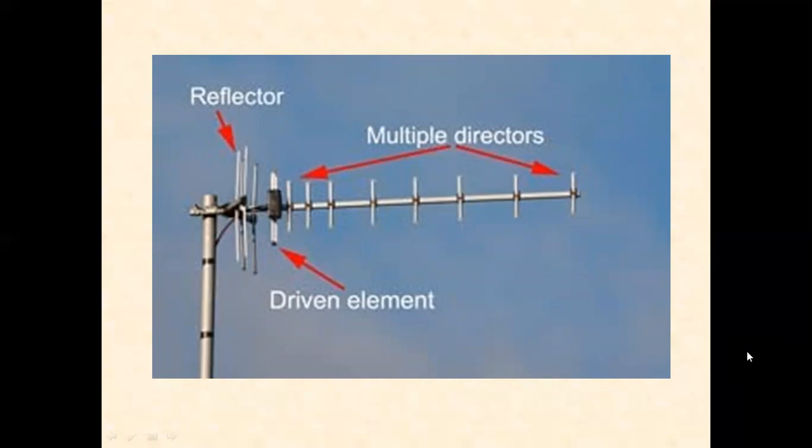A properly designed parasitic array can provide a large front to back ratio. What is front to back ratio? It is the radiation in the favored direction divided by the radiation in the opposite direction. This quantity should be higher. So if you provide more number of multiple directors, then it can increase the front to back ratio of the antenna, which is one of the desirable characteristics of the Yagi antenna.